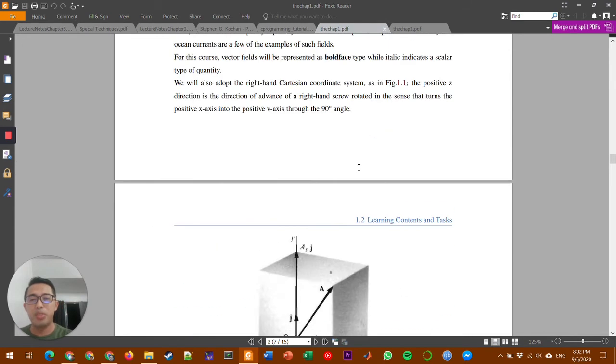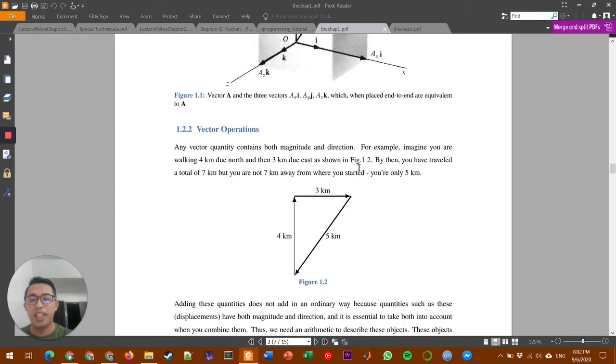Now in vectors we can also do a lot of things. We can do manipulations and operations: we can add, we can subtract, we can multiply, we can also divide, okay? Any vector quantity contains both magnitude and direction.